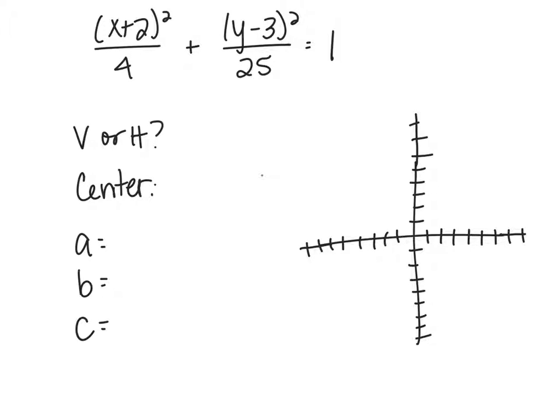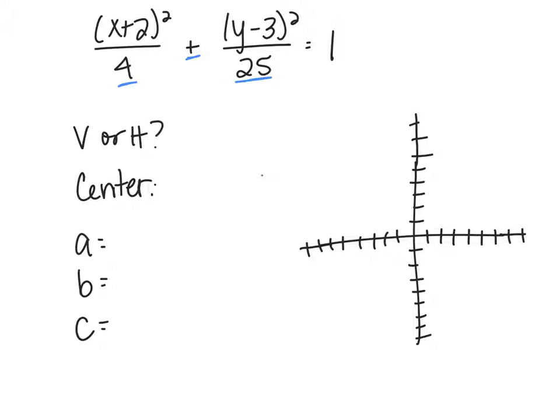So this is another ellipse equation. Again, you can tell because you have two numbers underneath those (x + 2) and (x - 3) squareds. Those are two different numbers, so that's how you know it's an ellipse. And then the other big thing is there's a plus in the middle, which tells you it's an ellipse. So the first thing to look for is whether it's vertical or horizontal.